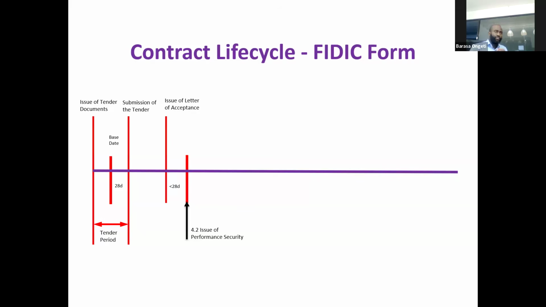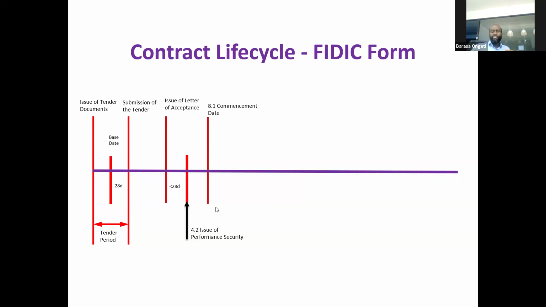So if, for example, the contract specifies certain obligations which must be performed, one of them is completion. The contractor must complete the works. If the contractor abandons the site, the employer can go to the bank or the financing institution and say, hey, you gave me this performance security in place of the contractor finishing my contract. Mr. Contractor ran away, so I want my money back. Give me my money. So within 28 days of the letter of acceptance, the contractor must issue the performance security.